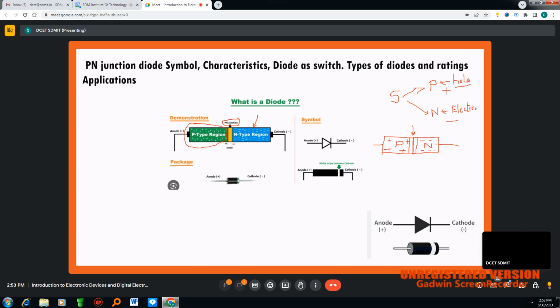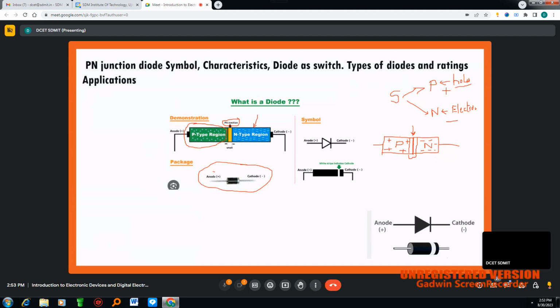When you combine different material, P material with the N material, it creates a junction. So this one we call a barrier. Okay, PN junction or a barrier. So this is the construction, internally what the diode contains. Now here if you observe, practically a diode will look like this.